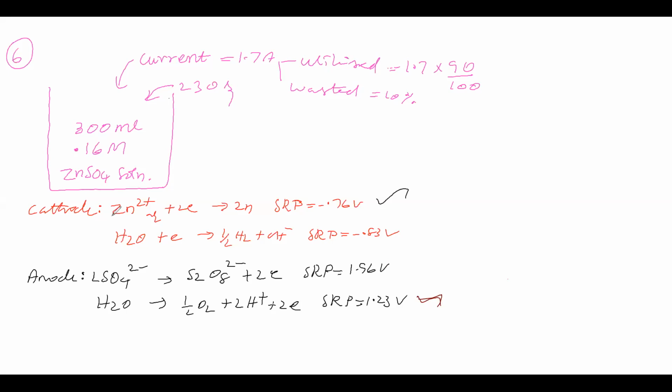Now see, at the cathode what is happening? Zinc is undergoing cathodic reduction. At the anode, water is undergoing oxidation. Therefore, the number of water molecules getting consumed, in the sense the volume of water, is reduced. So the volume of solution is getting changed, and in the sense the concentration also varies.